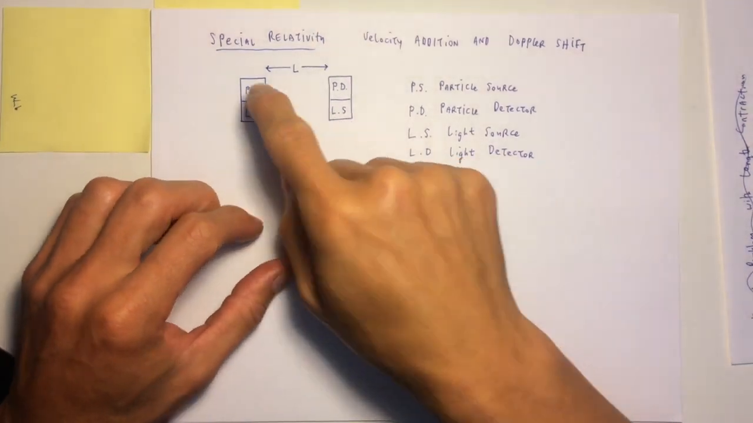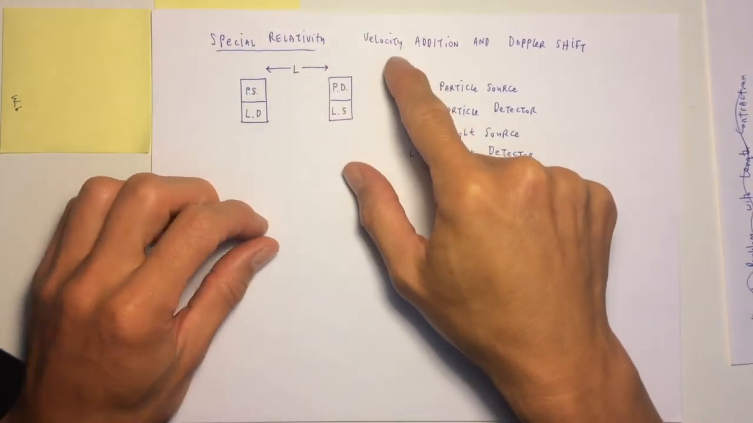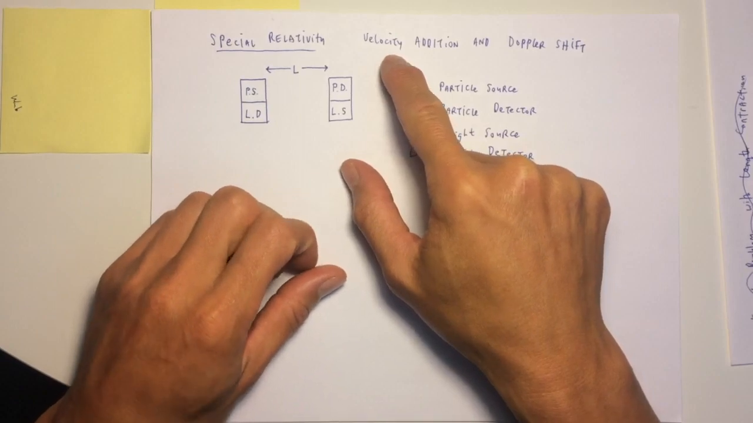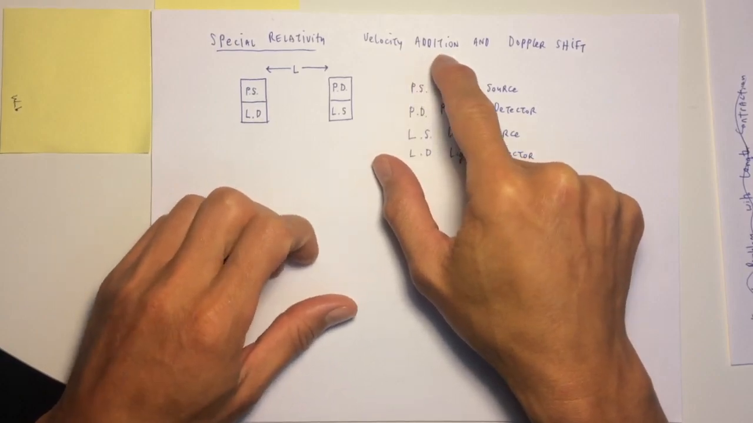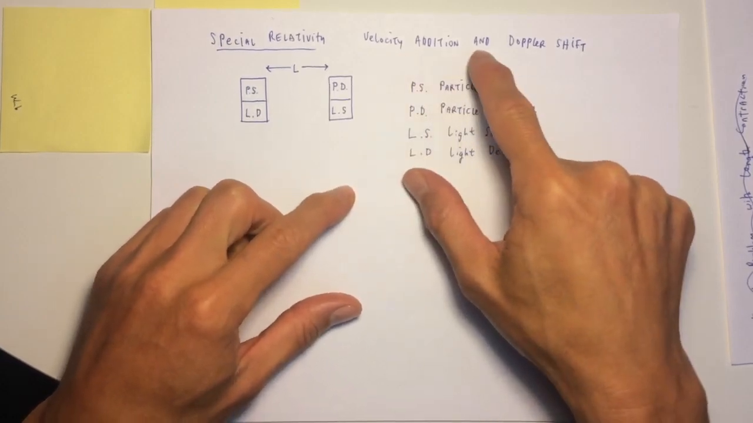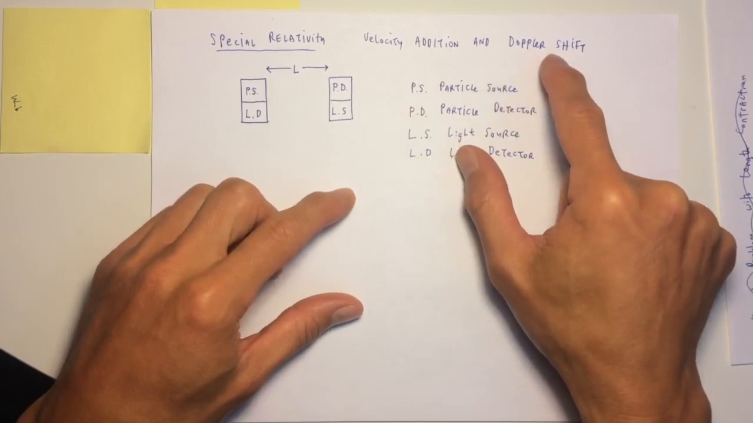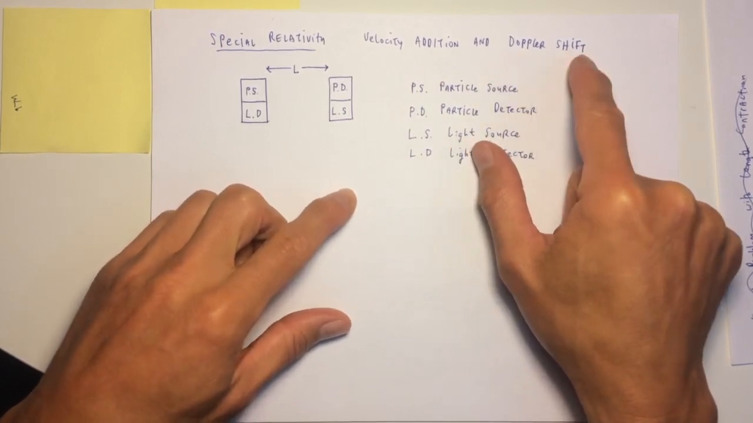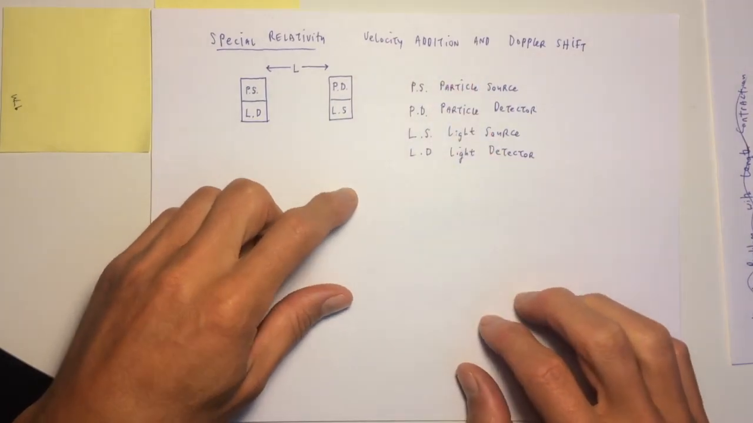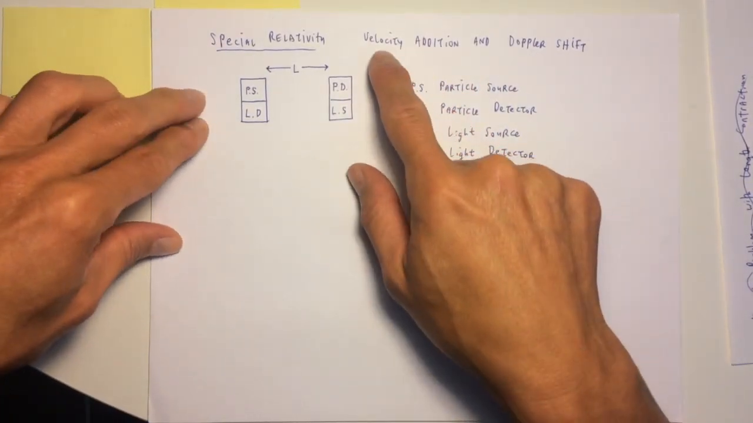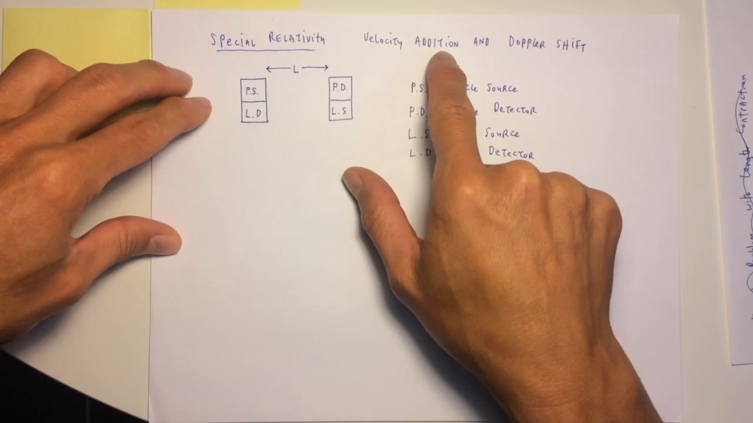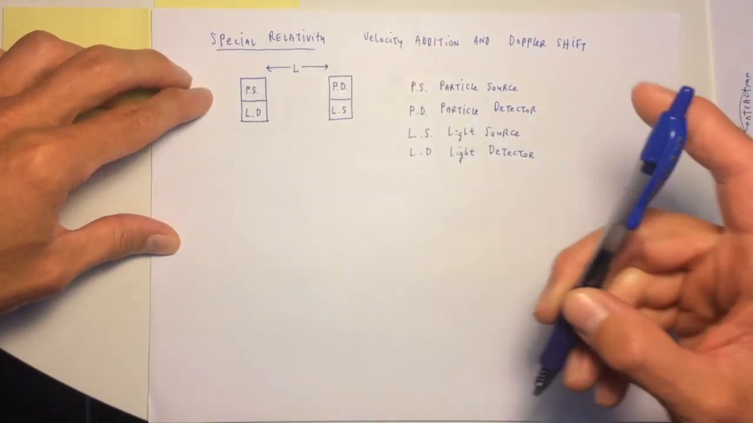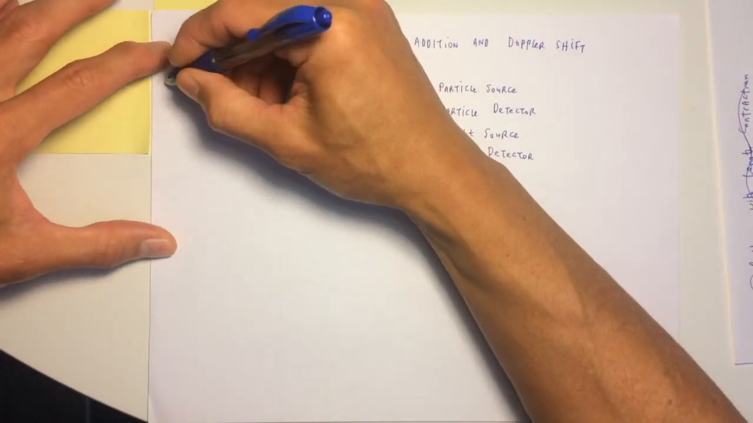In this video about special relativity, I'd like to show where the velocity addition formula comes from, and also the relativistic Doppler shift. The Doppler shift will come after doing the velocity addition. In order to do the velocity addition, it's helpful to think about a new thought experiment.